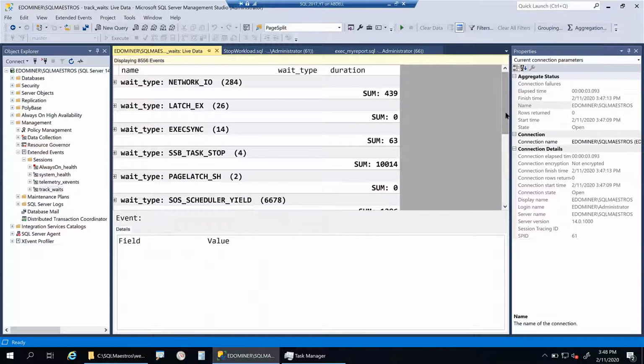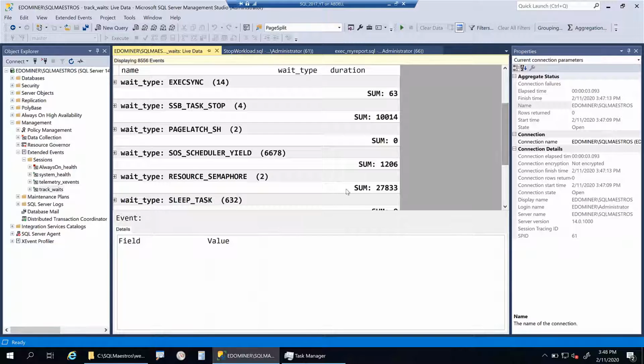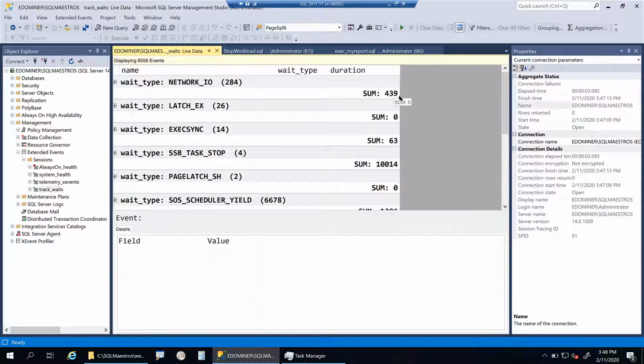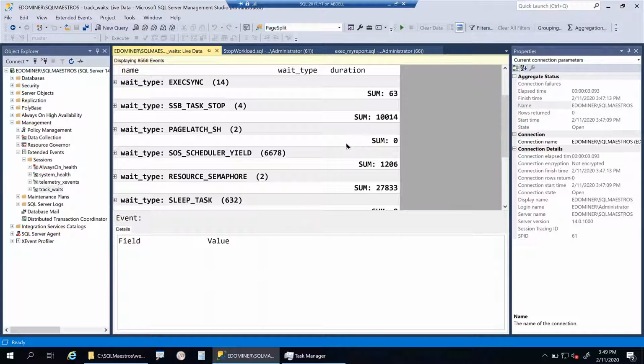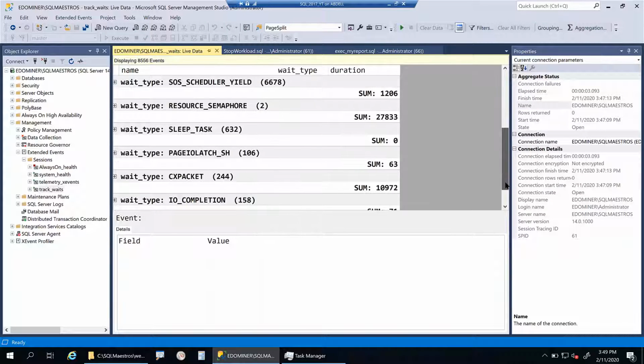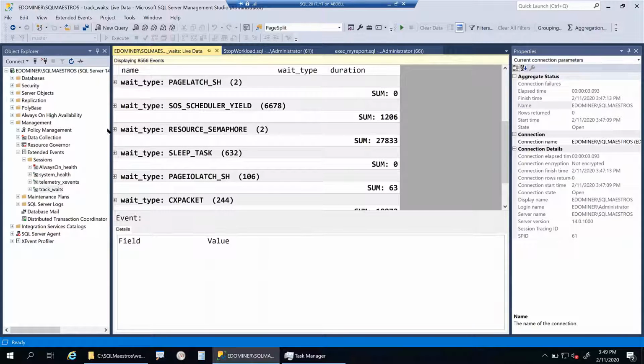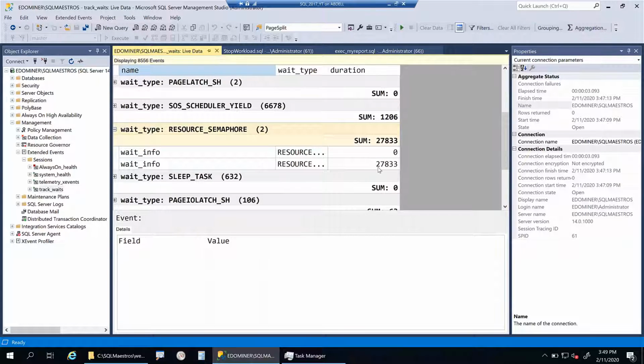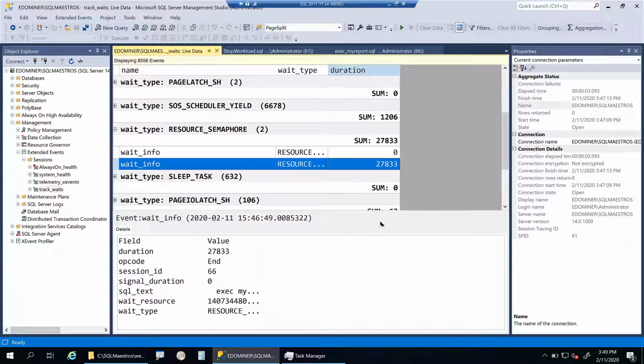So I can see that a lot of different wait types did occur. If you look at the sum, 439 milliseconds, not such a big deal, 0.63. Okay, this is SSB task stop, something I don't want to discuss right now, but let's leave it. Some 0.12. This one is what I was talking about, resource semaphore, 27 seconds. So 27,000 milliseconds, something that catches our attention. CX packet also, there were some of them, but really the culprit is the resource semaphore wait type, and the total is 27 seconds.